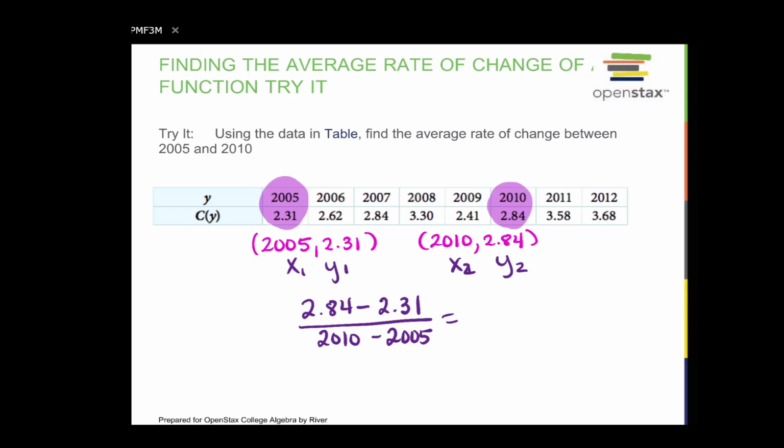So we have 2.84 minus 2.31, and that gives us 0.53. And 2010 minus 2005 gives us 5. And then we divide 0.53 by 5, and we get 0.106.